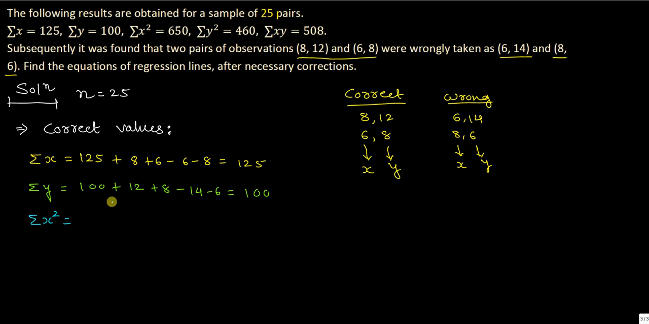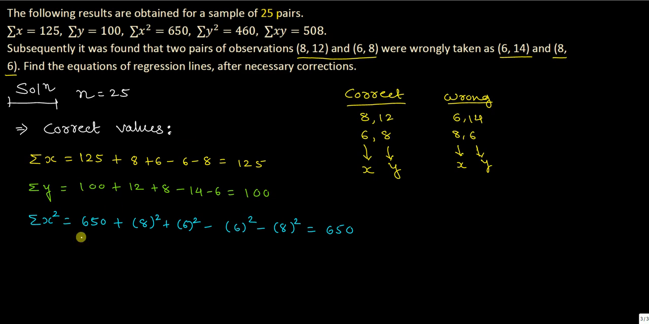Okay. Now third value, sigma x square. See, sigma x square is 650. 650 plus, add the square of correct values: 8 square plus 6 square. Now subtract the square of wrong values: 6 square minus 8 square. Okay. So again squares cancel out. No change, 650.